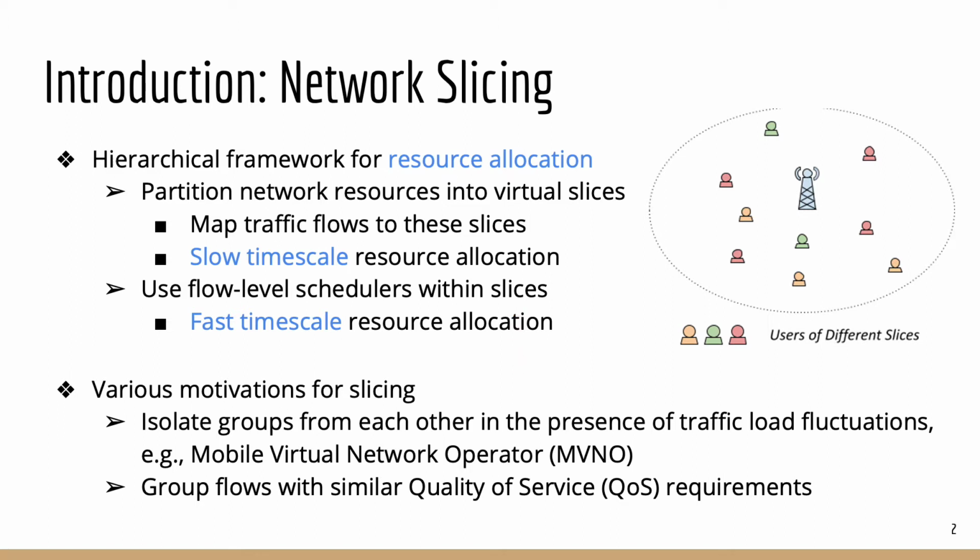There are various motivations for slicing. For instance, people may want groups of users under different service providers isolated from each other in the presence of traffic load variations, like in the MVNO service model. It may also be a reasonable choice to group flows based on similar quality of service requirements. So, network slicing is a very useful model with many practical uses, and with no doubt it has gained more and more attention in the recent decades.